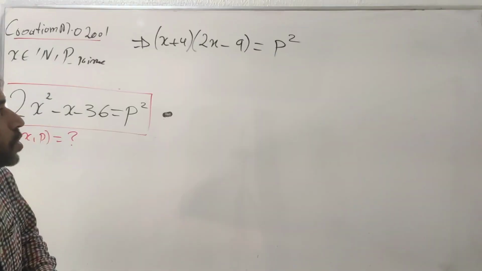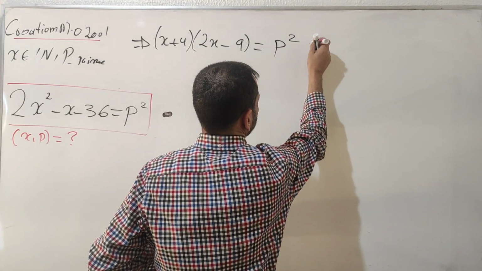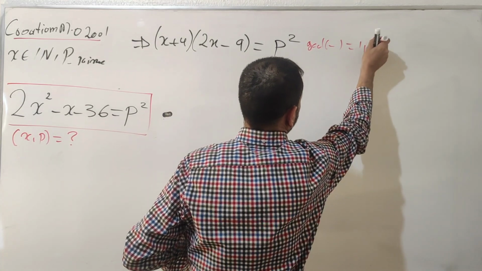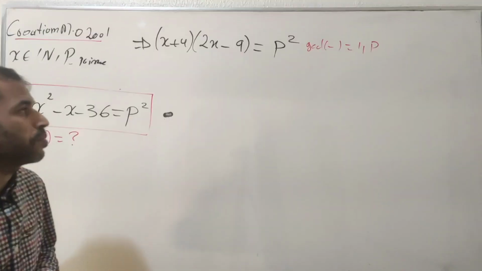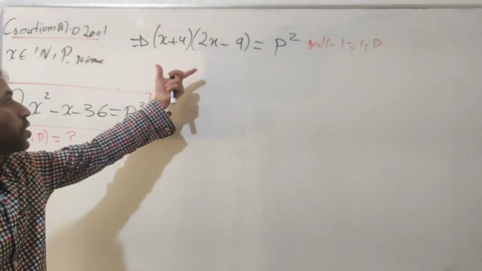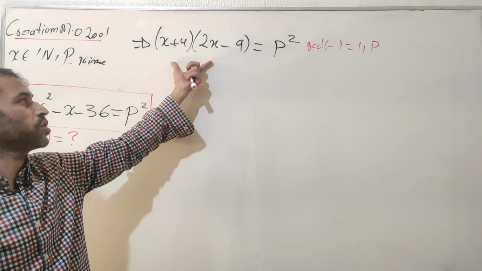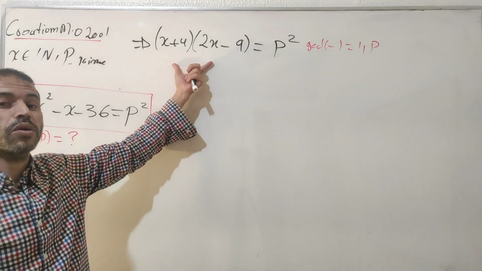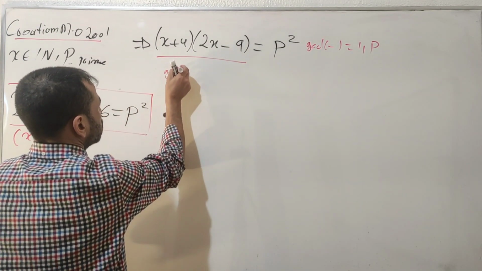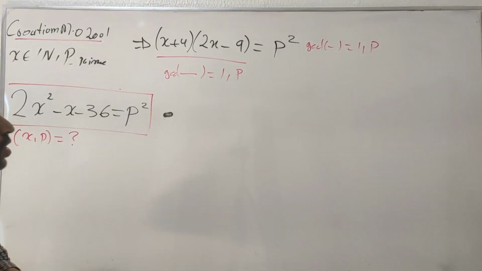Notice here, if I deal with the GCD in this case, we know the GCD of these two factors equals 1 or p, because we have a prime. A prime is divisible only by number 1 or the prime itself. Same thing with the left hand side of this equation. So the GCD of these two terms is going to be 1 or p. Let's go through two cases.